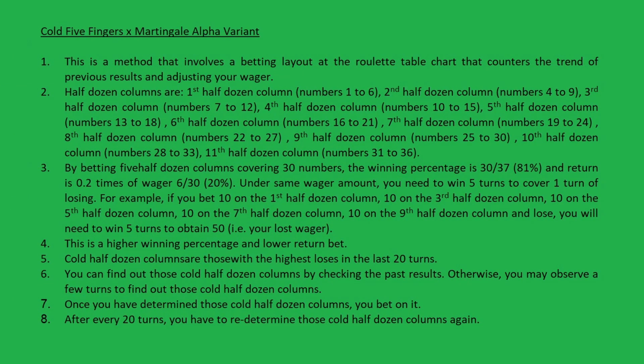Cold 5 Fingers x Martingale Alpha Variant. 1. This is a method that involves a betting layout at the roulette table chart that counters the trend of previous results and adjusting your wager.